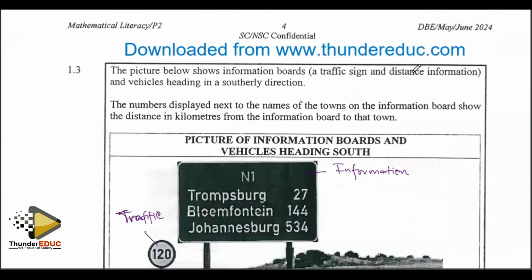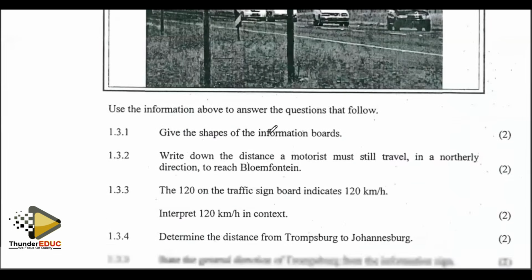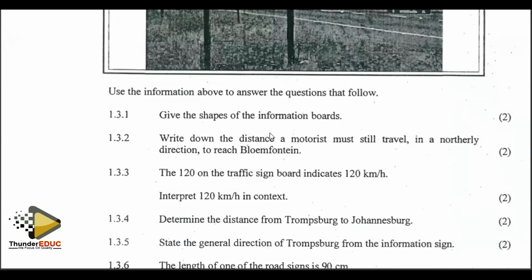They're saying traffic sign and the distance information. Now they are telling us the information board shows the distance in kilometers. So the information board, it's what? It's a rectangle.